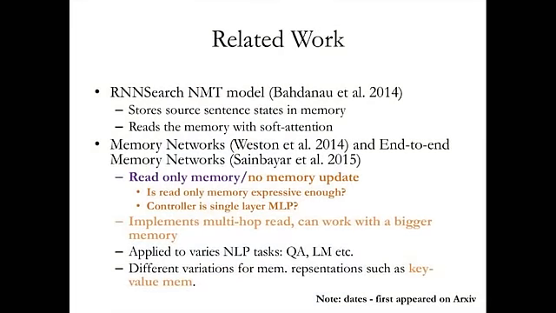The most basic memory-augmented neural network architecture is RNN search, developed in the context of machine translation. It basically stores the source sentence information in memory, and then when generating the target sentence, it accesses the memory and uses it.